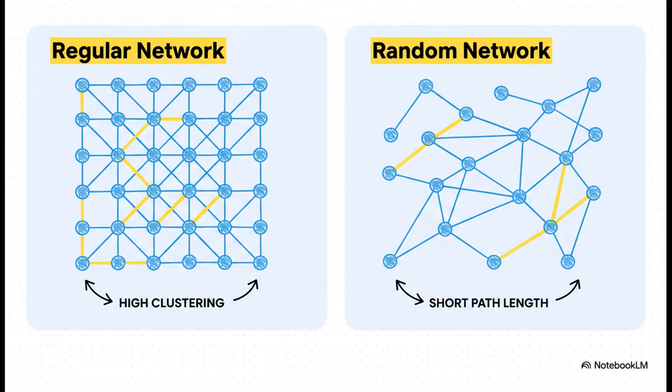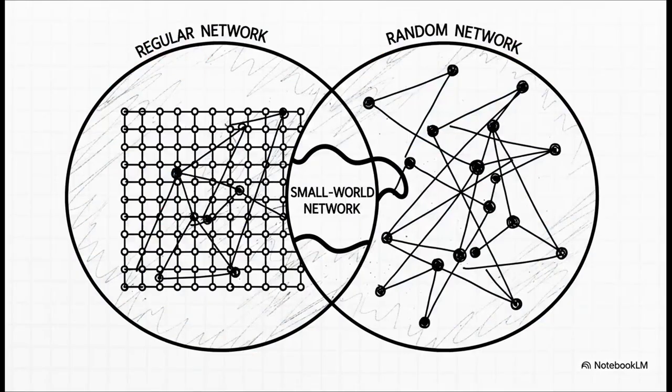On the other side, you have a random network. Here, the clustering is super low, but because of a few random long-distance connections, you can cross the whole network really fast. A small world network is the magical sweet spot right in the middle. It literally takes the best of both worlds. It has that high, local, grid-like clustering of a regular network, and it has the short average travel time of a random network. This structure is famous for being super efficient and also really robust. And we see it everywhere, from our own social circles to the wiring of the human brain.